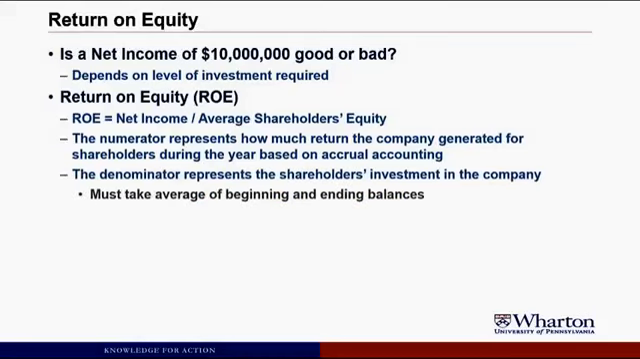Now, one of the problems we run into is net income happens over a period of time, whereas stockholders' equity is at a point in time. So we have to take an average of the beginning and ending balances of shareholder equity to approximate its level during the period we were generating the net income.